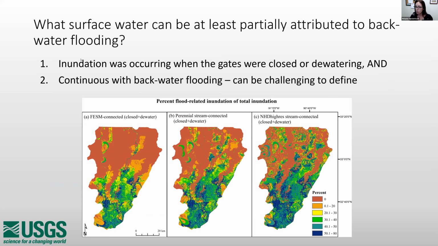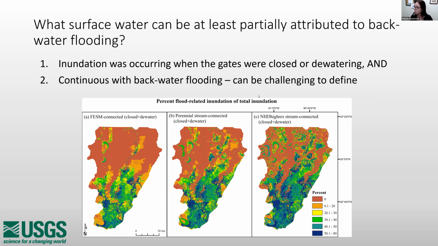All right, and so our next step is to ask what surface water can be at least partially attributed to that backwater flooding. So we can first limit that to inundation that's occurring when the gates are closed or dewatering. But then we want to add a second requirement that the surface water be continuous with the backwater flooding. That term backwater flooding immediately becomes a bit contentious in terms of how exactly you define it, and can be challenging to define.